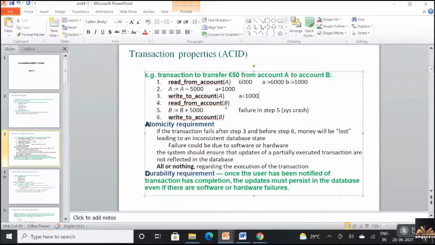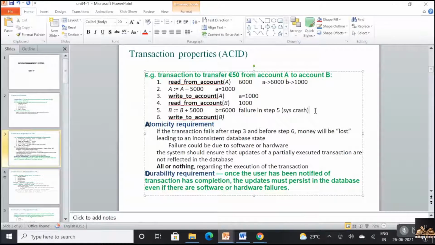Now, what is happening here? The B value is being read, so the B value is 1,000. After performing B = B + 5,000, what will happen? B = 6,000 would be there. Try to understand, I'm not writing the value over here, I'm just calculating the value. Now, after calculating the value, there is a system crash.